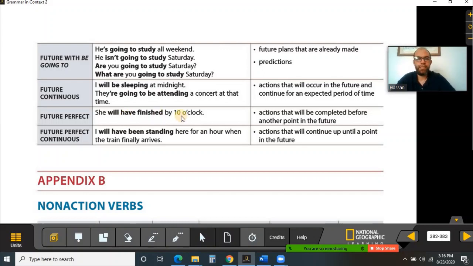The negative form is formed by using will, not, have plus past participle. She will not have finished by 10 o'clock. They will not have done all the homework.